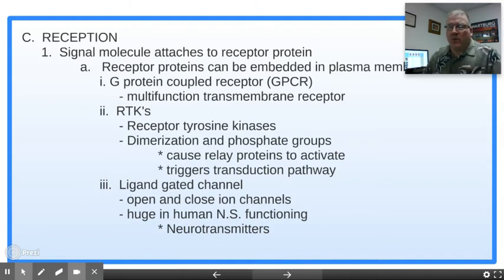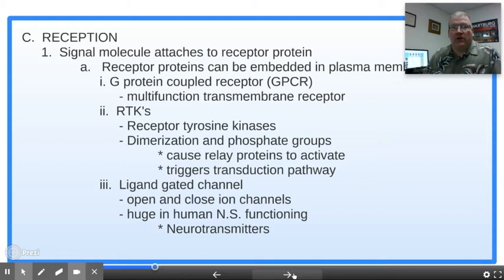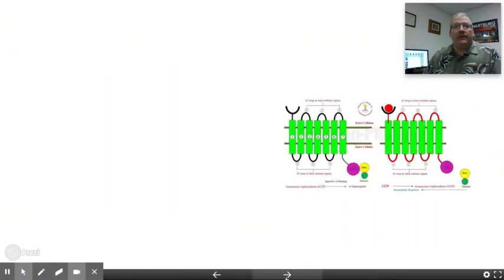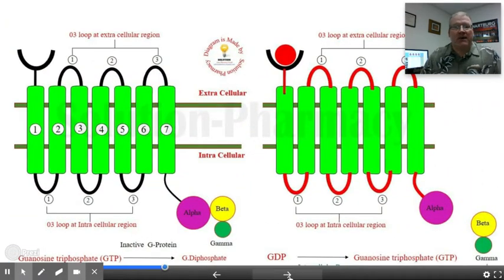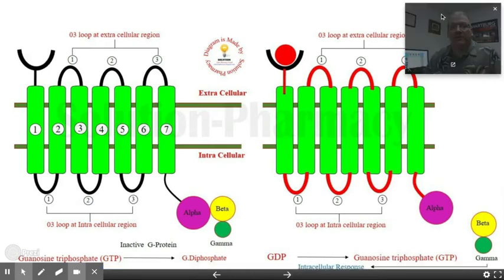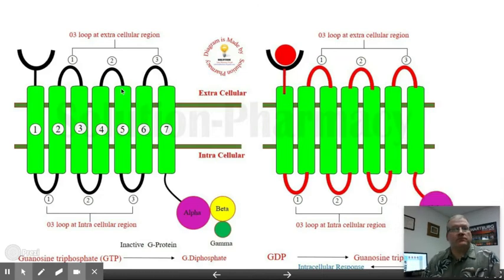So in reception, we basically have to capture a signal molecule. Signal molecules attach to proteins that are embedded in the plasma membrane, or at least can be embedded in the plasma membrane. The first type that we're going to take a look at is called the G protein coupled receptor. It is a transmembrane receptor, and as you can see here, the one on the left doesn't have the ligand as yet. The one on the right does.